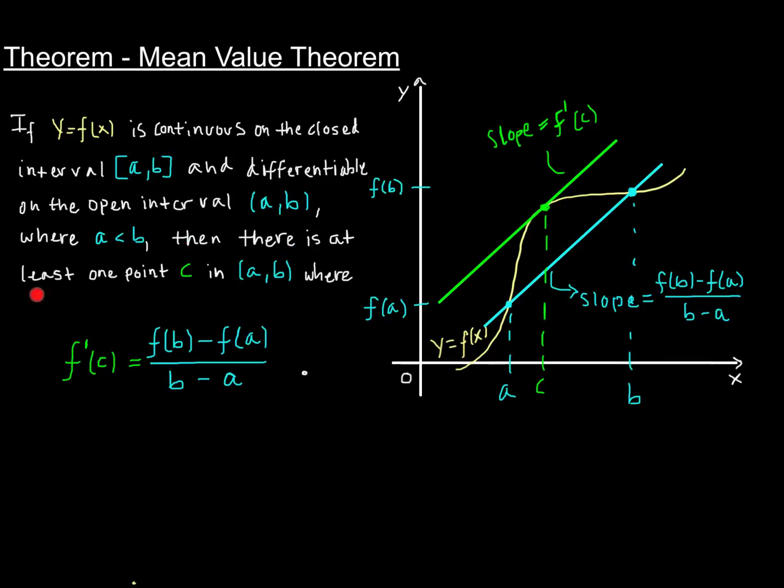Then there is at least one point C in the interval from a to b, meaning there is some value C in between a and b. It has to be in between. Notice this is the open interval, so it can't be a, it can't be b, where f prime of C, or the derivative at C, is equal to the average rate of change between b and a, f of b minus f of a over b minus a.